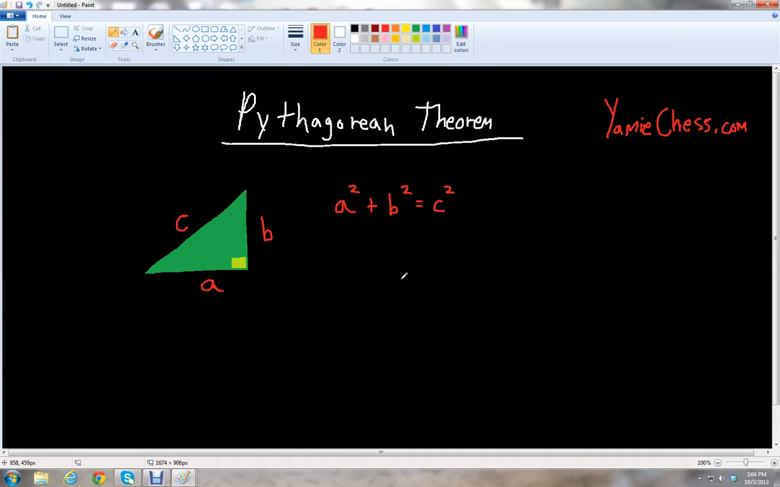Yamie Chess is the math learning aid based on classic chess that helps students in math and science education for school. In this lesson, we will learn about the Pythagorean Theorem, or right triangles.